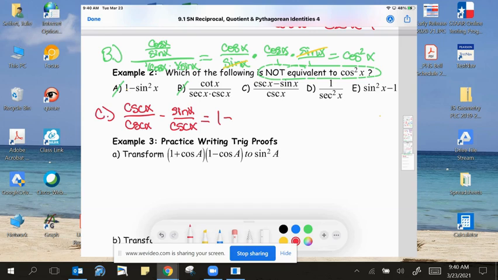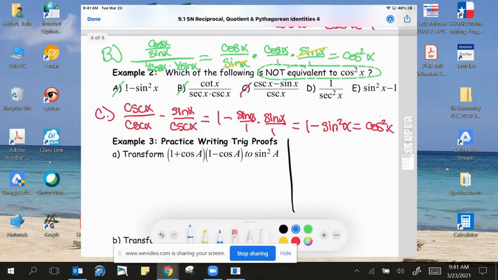Those are reciprocals and we're dividing them. So that would be sine x times sine x, sine x being the reciprocal of cosecant. Okay, so that is 1 minus sine squared x, which is cosine squared x. So C is not the answer we're looking for.